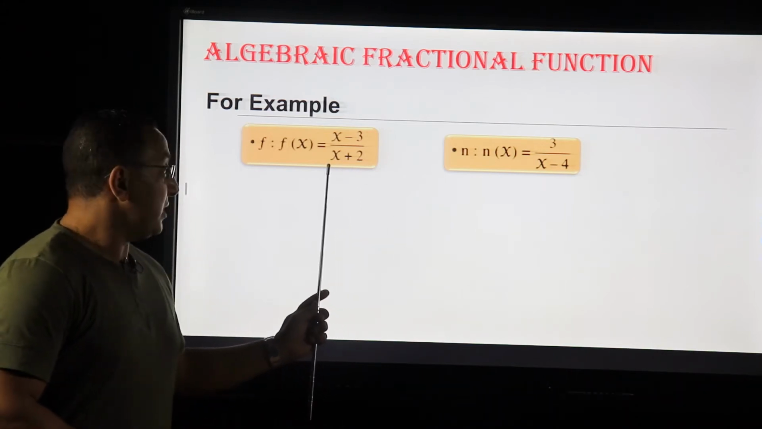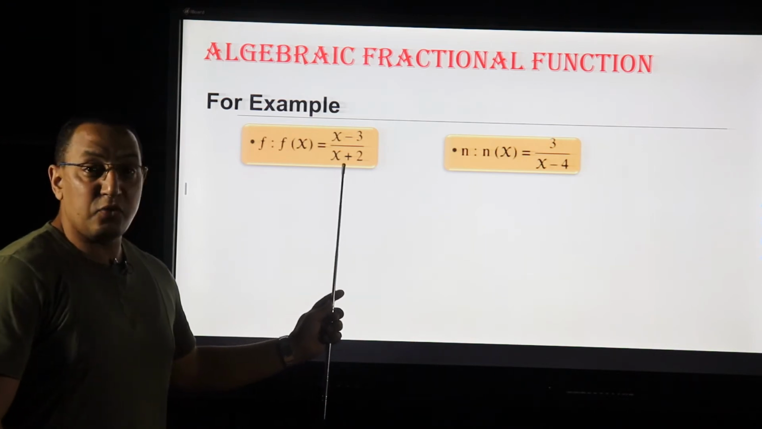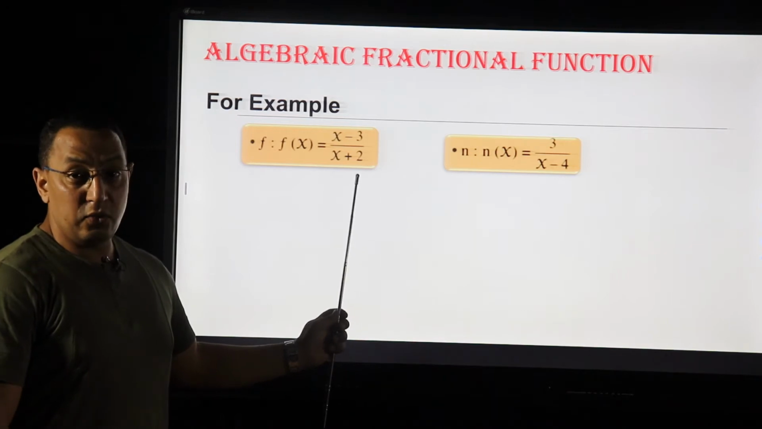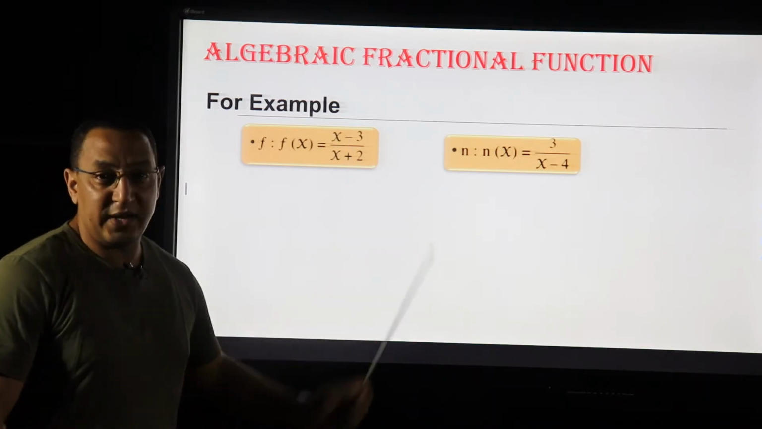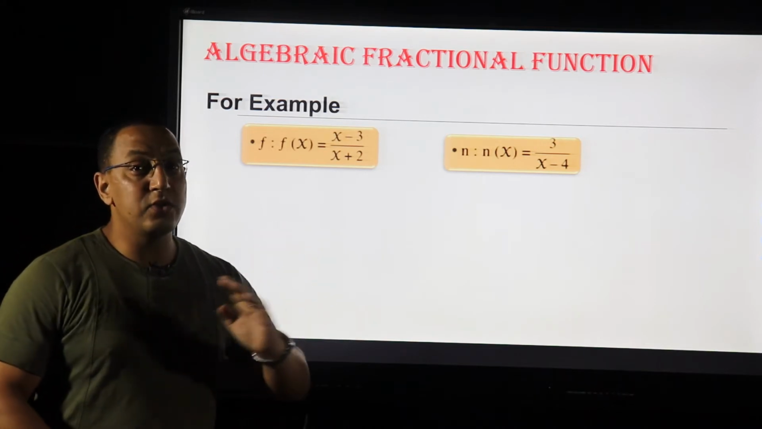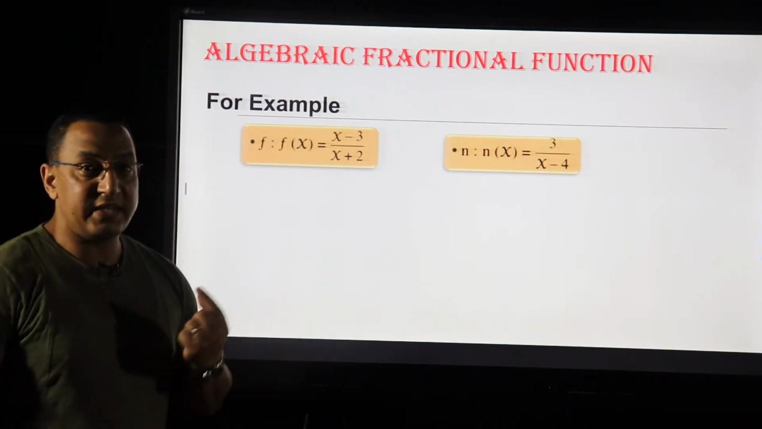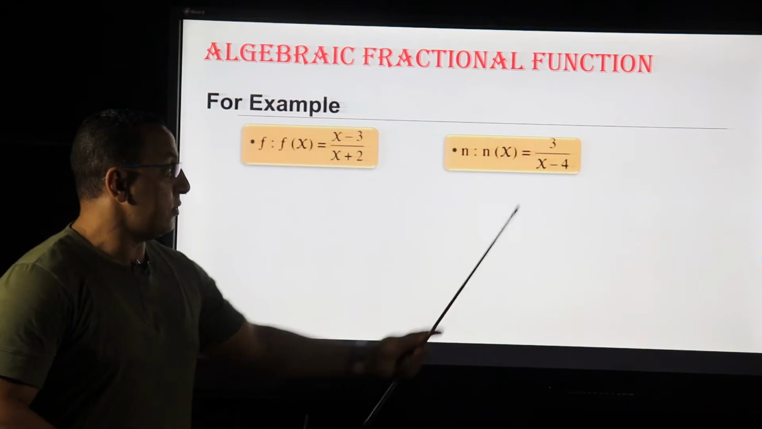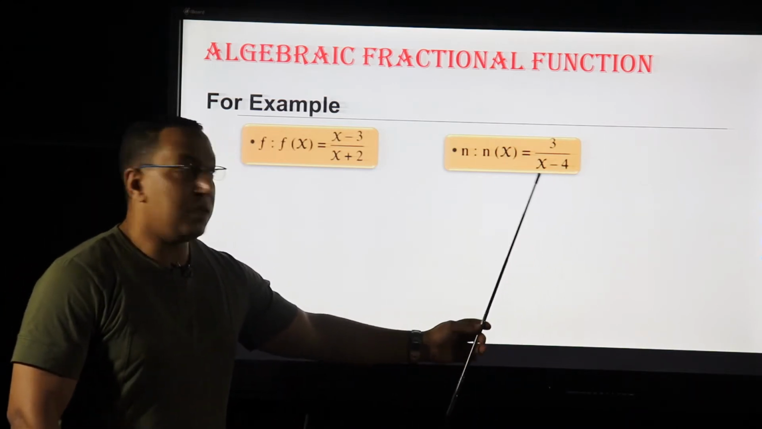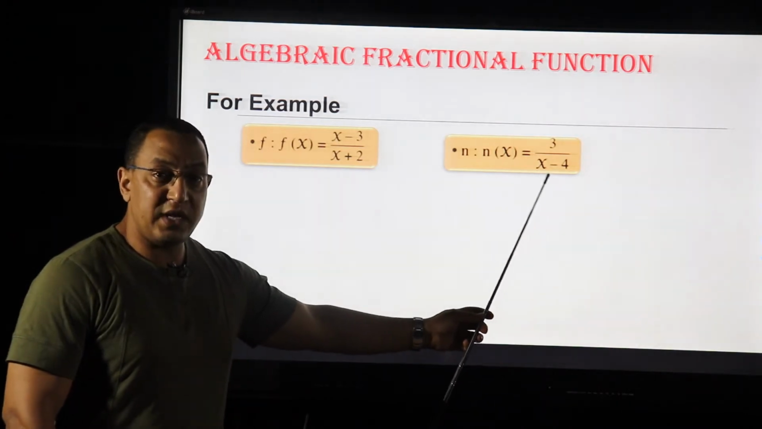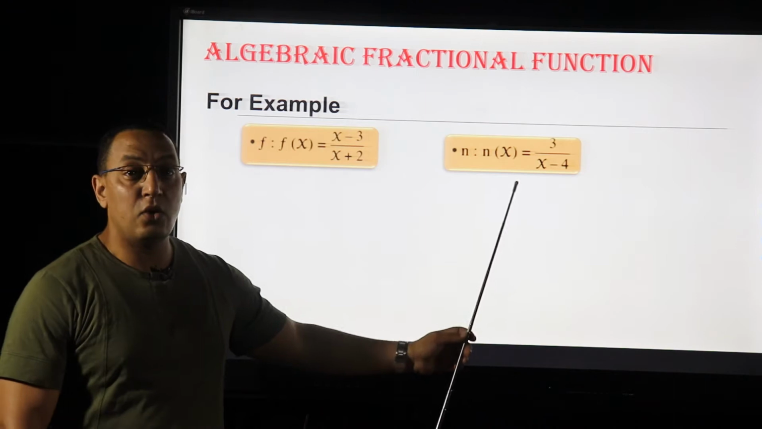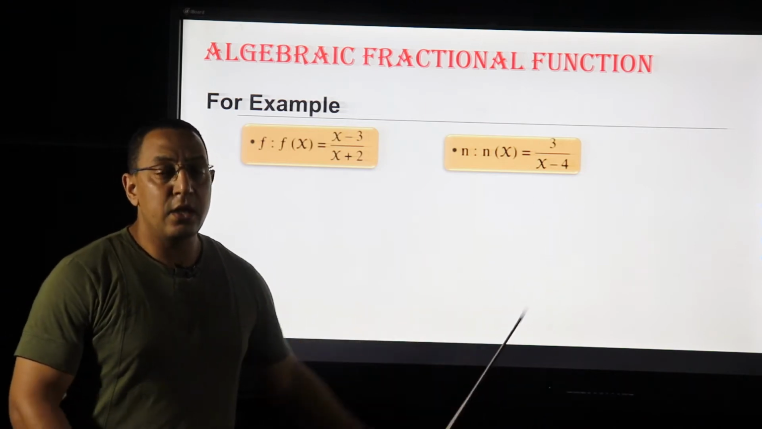Why? Because if I put negative 2 in place of x, it will be negative 2 plus 2 equals 0, so it will be undefined, an error. So I can use all the real numbers except negative 2. And here also, I can use all the real numbers except 4, because 4 minus 4 is 0, and this gives an error. So the domain here is all the real numbers except the number 4.